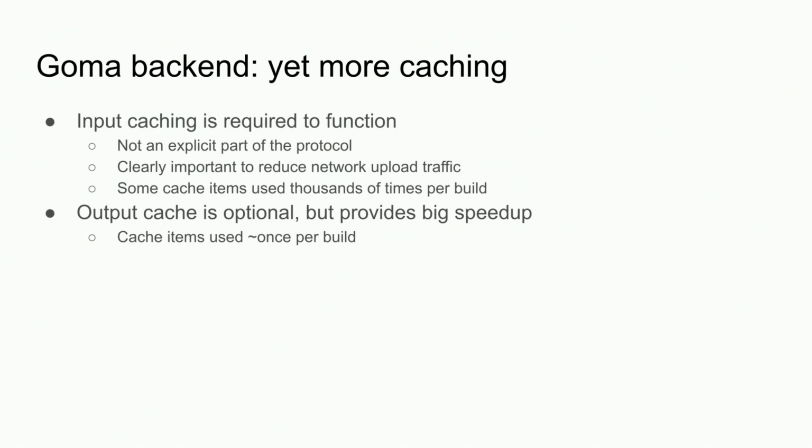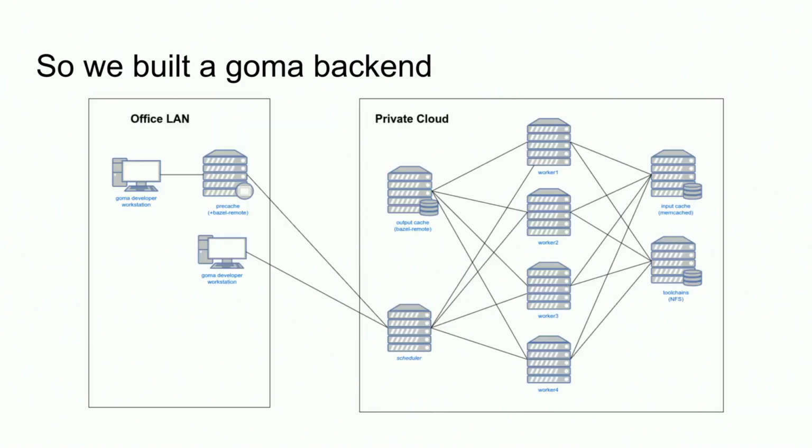Whereas the output cache is basically cached once per build and returned. And then if you make a rebuild, each output object is returned once during the whole build for the whole package of Chromium. So this is the design we ended up implementing.